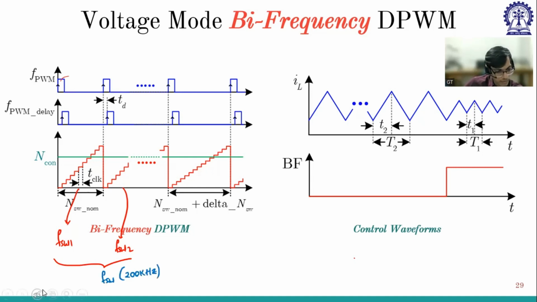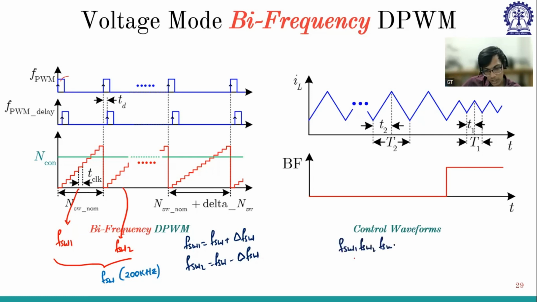So one thing we can say: FSW1 is FSW plus delta FSW, and FSW2 is FSW minus delta FSW. I'll come to the reason why we are adding and subtracting; that we'll discuss, but this is the operation. In each and every cycle I can change, so it could be something like FSW1, FSW2, FSW1, FSW2, and so on. So this is one way of doing it.